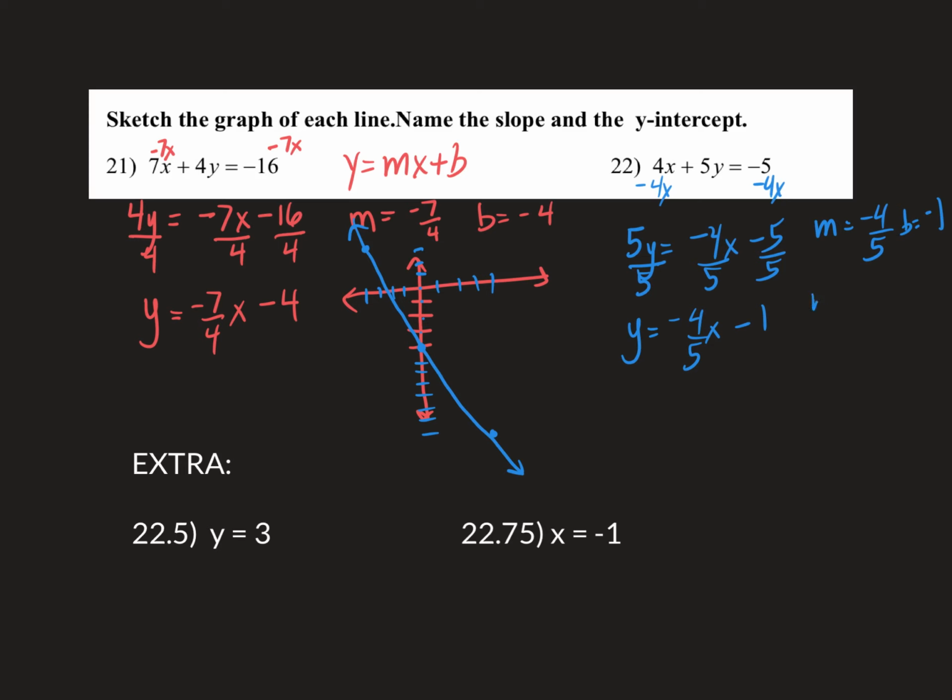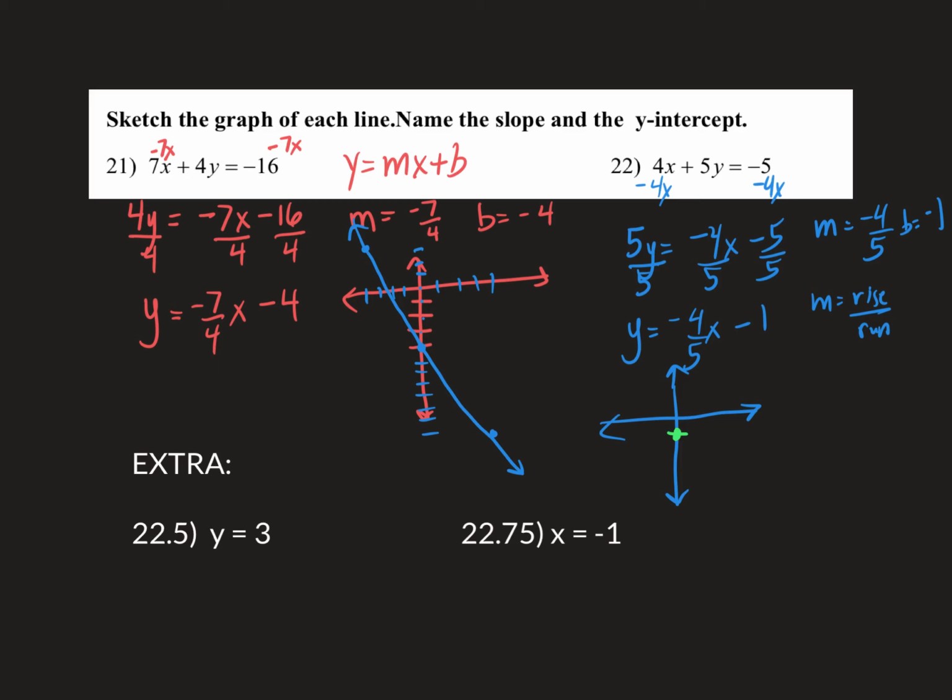Remember, slope is rise over run. I should have mentioned that a minute ago. Graph your y-intercept first. I'm going to go down 1 to the y-intercept, go to the origin, go down 1. Negative 1 is my y-intercept.